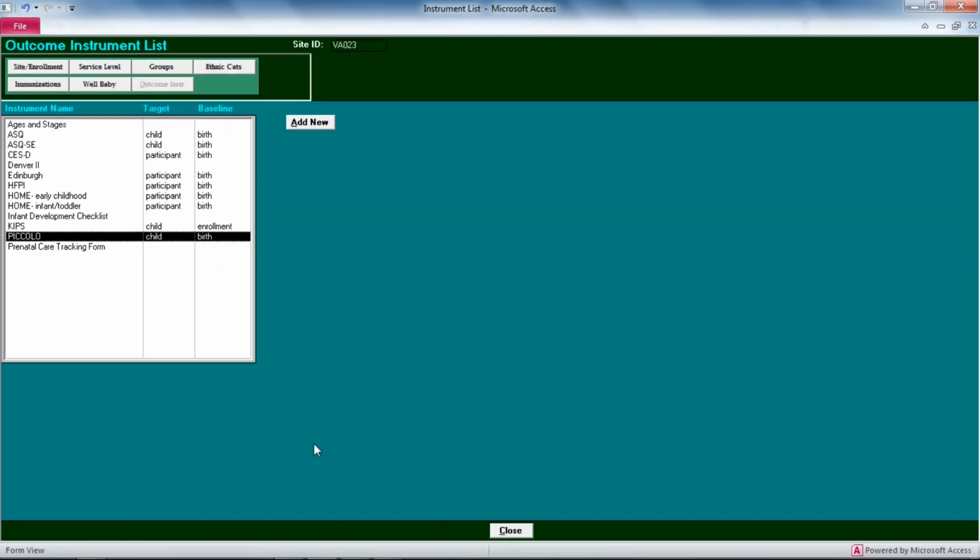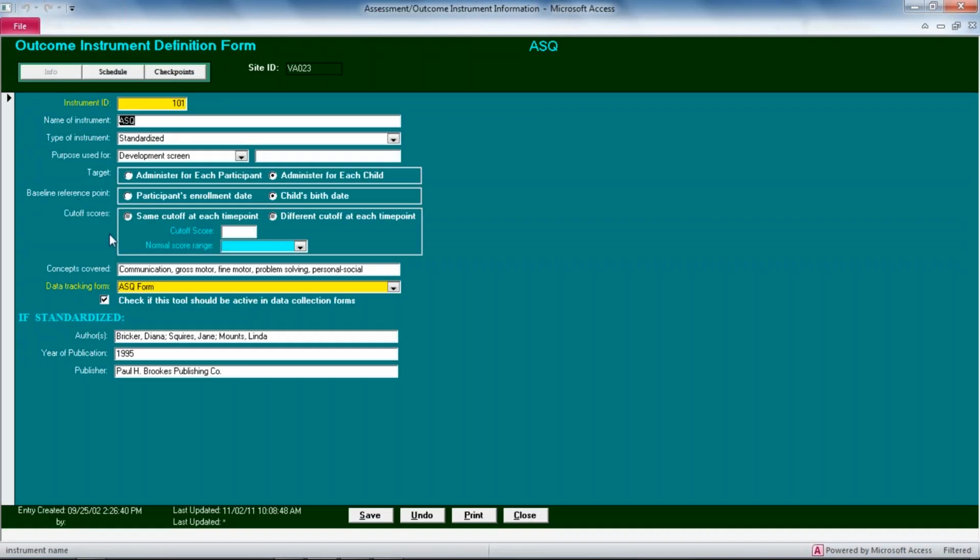Okay, so the other one that we have is the ASQ. And the ASQ, as you probably know, has a different cutoff score at each time point. It also has different cutoff scores for the different scales at different time points. So it's very complex in the way its cutoff works. Generally, the normal score range is at or above the cutoff.